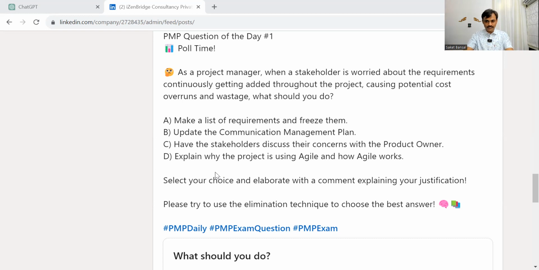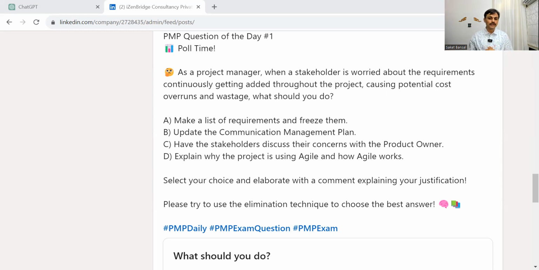So here I am putting a question like, as a project manager, when the stakeholder is worried about the requirement continuously getting added throughout the project, which means that there is an agile process used, and maybe the stakeholder was working in the predictive life cycle before, and he's worried that, guys, you will keep adding anything anytime, and that will cause potential cost overrun and wastage of company money. You should not be doing it. Yeah, that's something the stakeholder is coming up with, and it's very useful in case you are implementing agile in an environment where it was not there before.